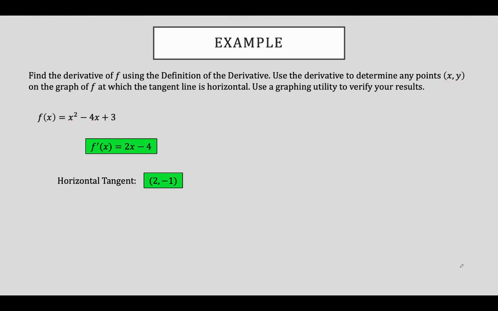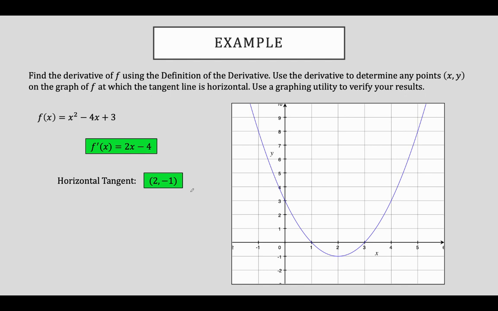Let's verify that graphically. So here was our original function. Our derivative function, f prime of x, was 2x minus 4, and we found that we had a horizontal tangent line at the ordered pair 2 comma negative 1. Well, here I have the graph of this function. It's a parabola. And notice the point 2 comma negative 1, well, that corresponds to the vertex of this parabola, and the slope of the tangent line at this point is indeed 0.